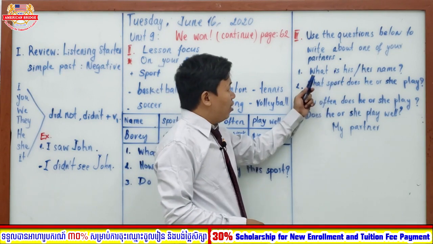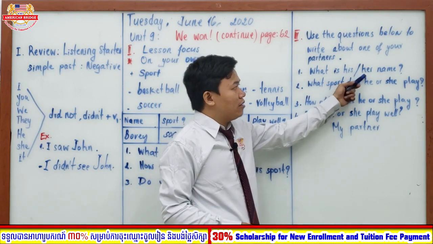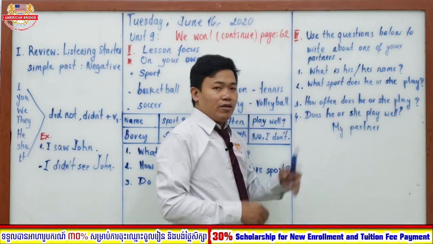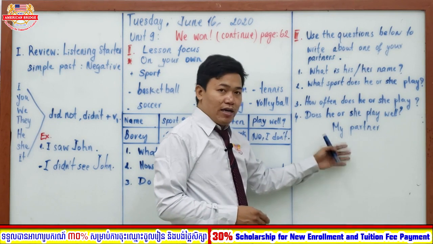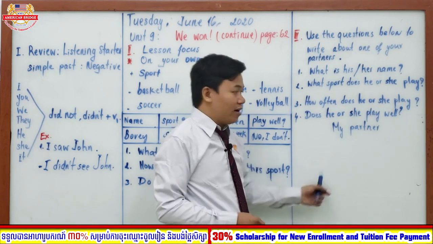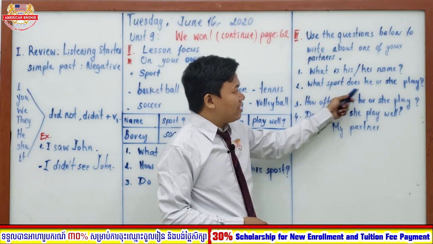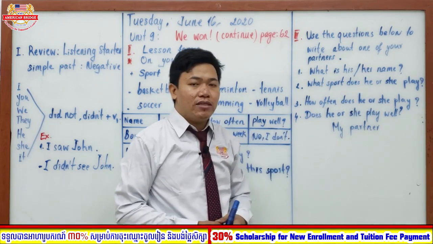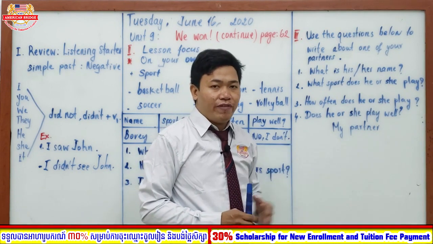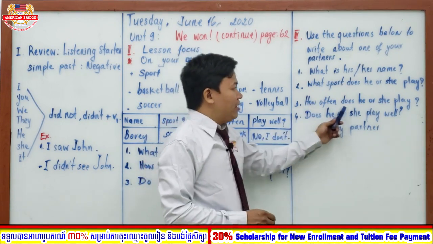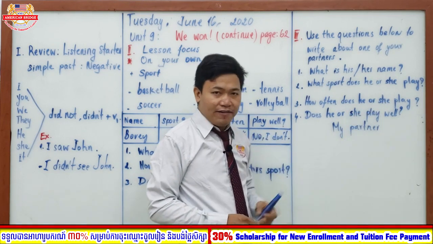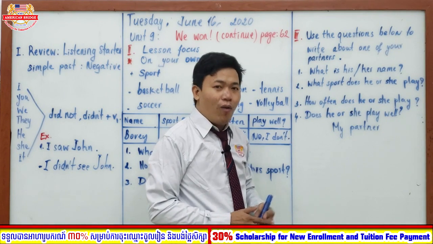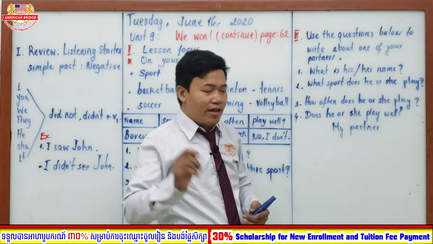Read the question. What is her name? Again, what is his or her name? So you can write about his or her name. Write it as a short text, a short paragraph. What sport does he or she play? I put he or she because I don't know whether your friend is male or female, so I put both. How often does he or she play? How often, right? He or she plays once a week, twice a week, or every day. You can write it down.